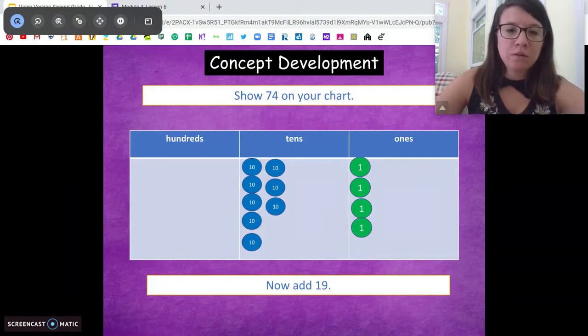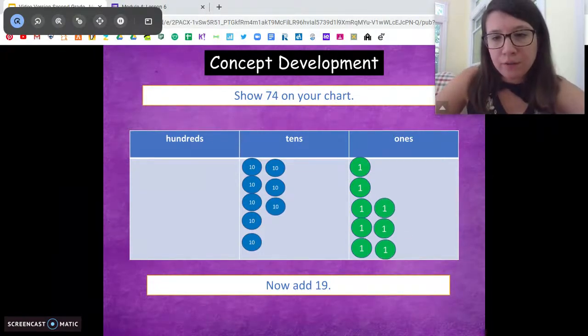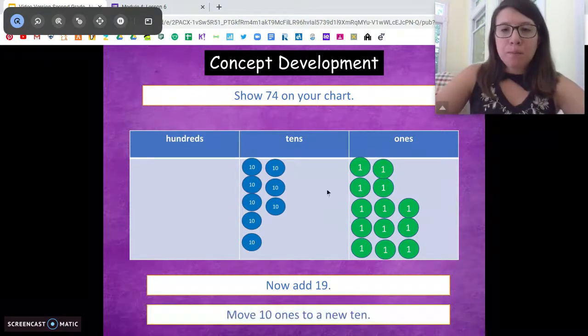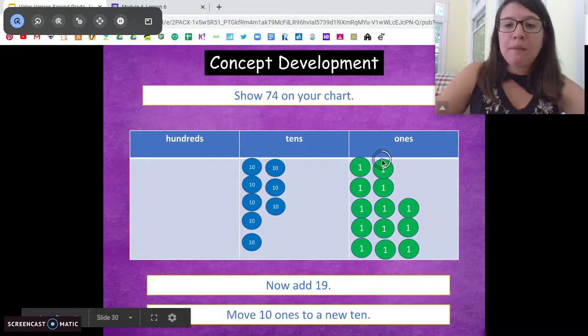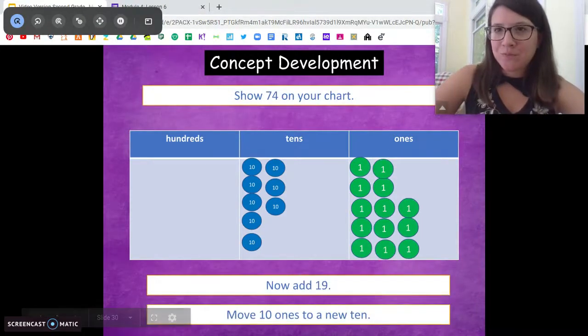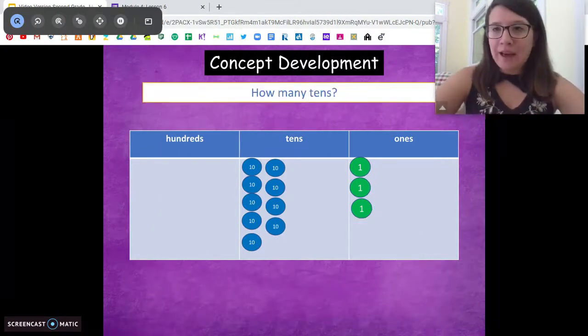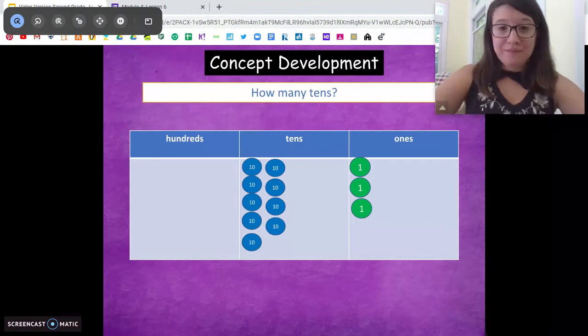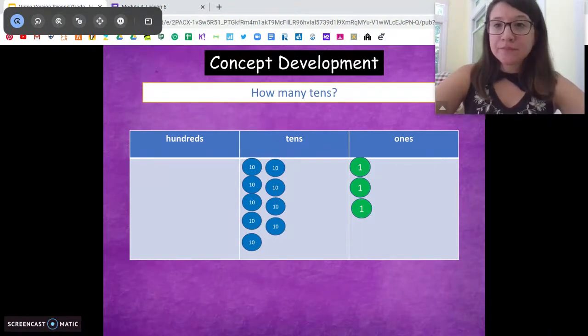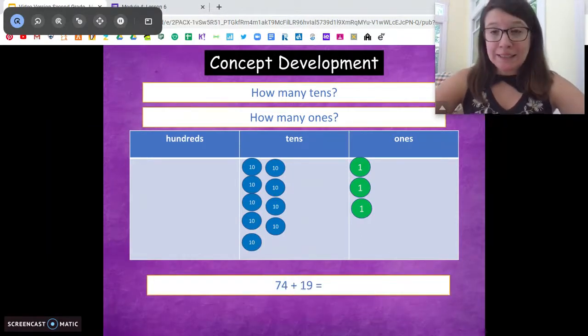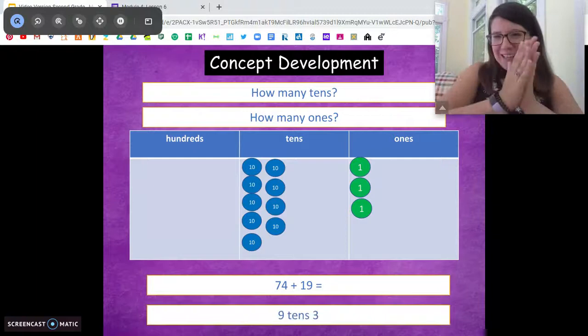Good. I'm going to do it too. 1 10. 1, 2, 3, 4, 5, 6, 7, 8, 9 1s. Okay. Now, move 10 1s over to make a new 10. Pause. Do that now. Okay, your board should look like this. How many 10s do we have? 9. Very good. And how many 1s? 3. Perfect. So 74 plus 19 is... 9 10s 3. Excellent job.